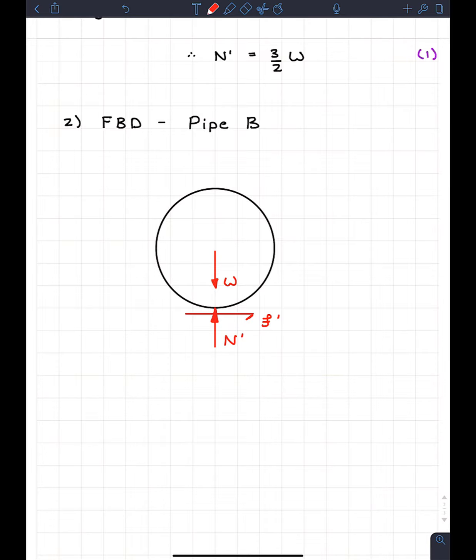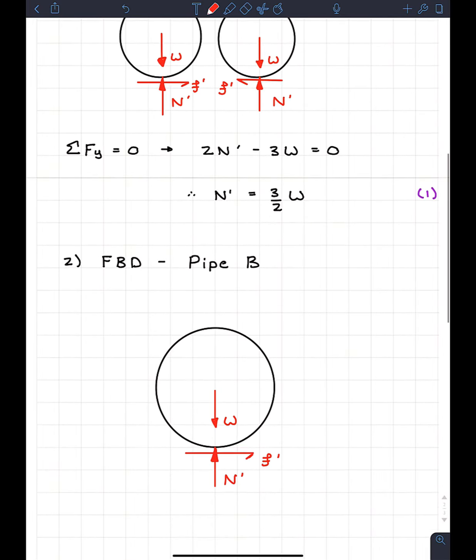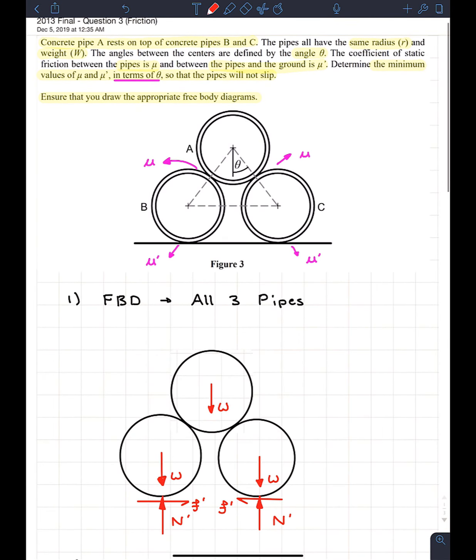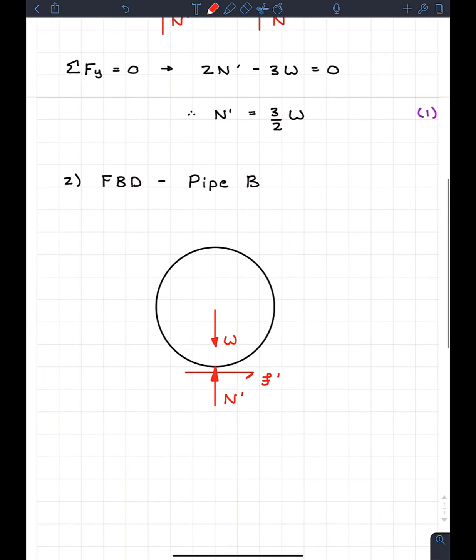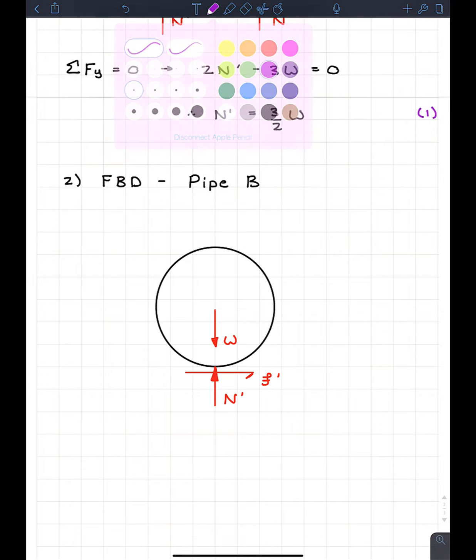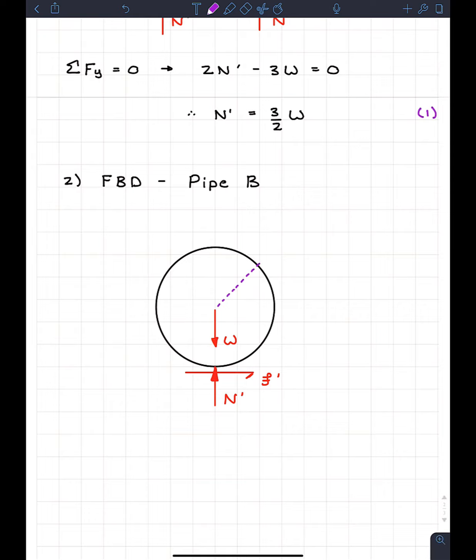So nothing new, because we had this all before. But now, since we split this pipe away from the other pipes, we have to include the frictional forces between pipes A and B, up in this corner over here. So I'm going to draw the little dotted line that they drew too, like this.